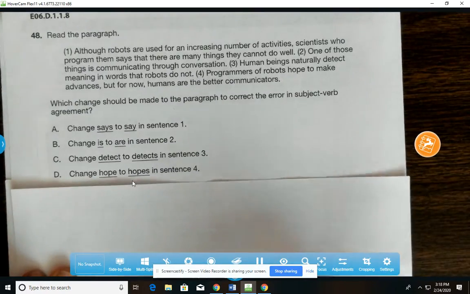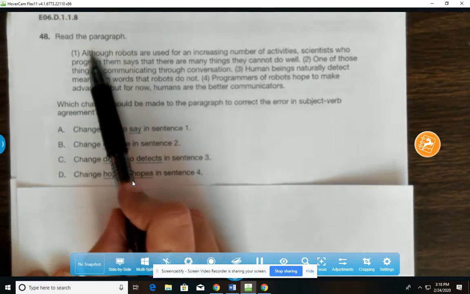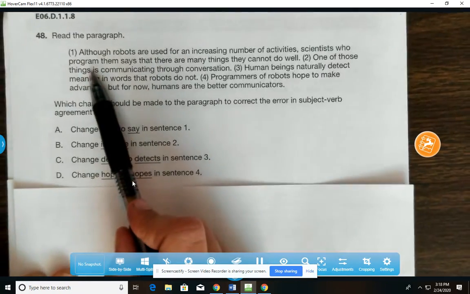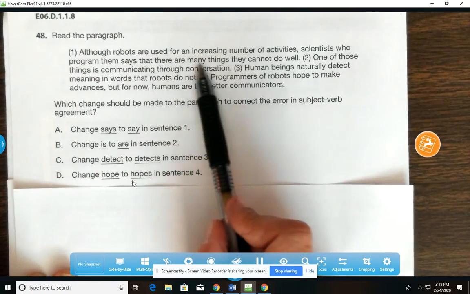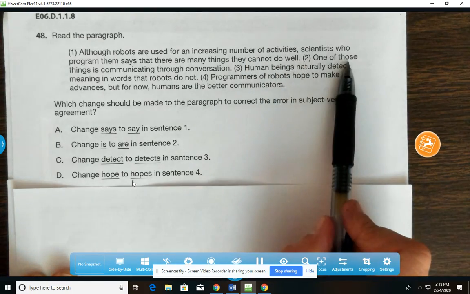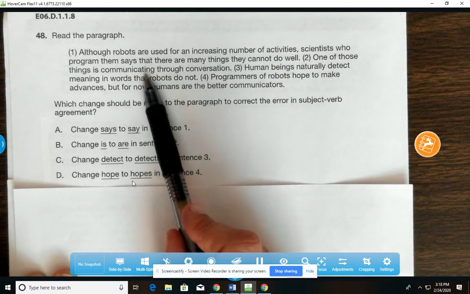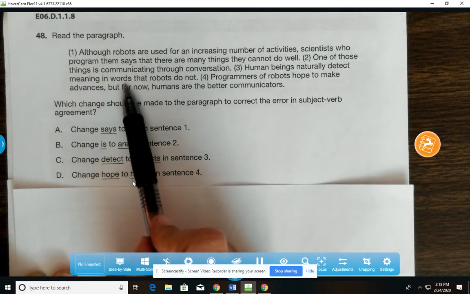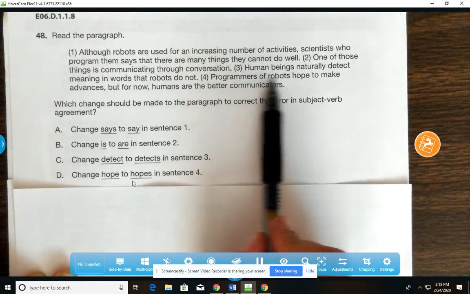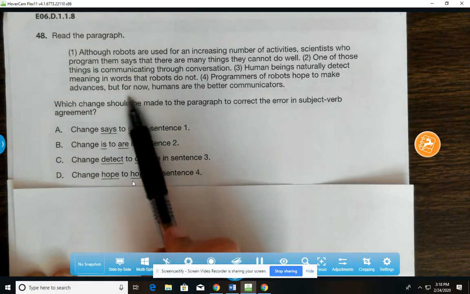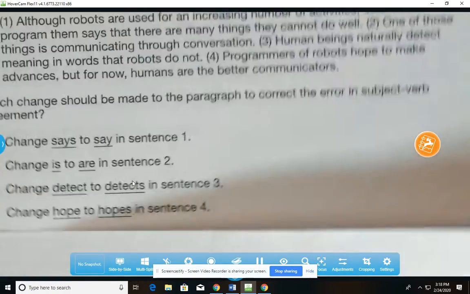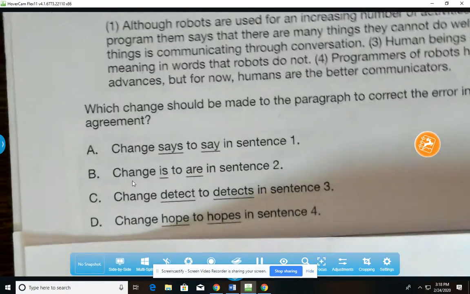Read the paragraph. Although robots are used for an increasing number of activities, scientists who program them say that there are many things they cannot do well. One of those things is communicating through conversation. Human beings naturally detect meaning in words that robots do not. Programmers of robots hope to make advances, but for now, humans are better communicators. So let's look at this one.